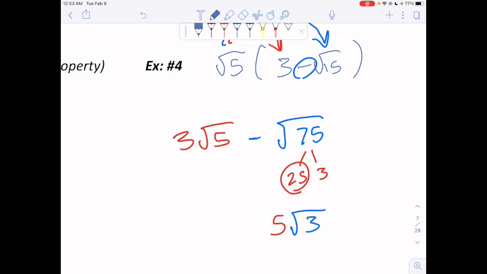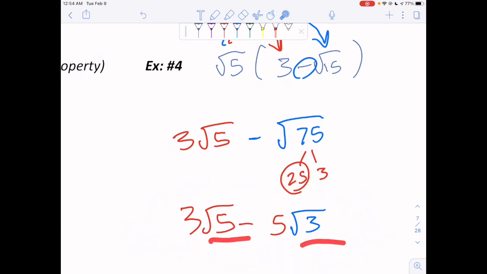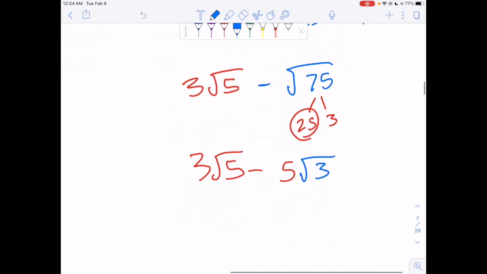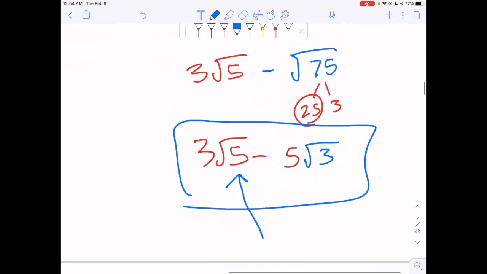And over here is still your 3 radical 5. Make sure there's a minus sign here. Can you simplify this? The answer is no. Okay, yeah, radical 5 and radical 3, those are not like radicals. Okay, so you stop there. And again, not like radicals. Okay? All right, good job there.